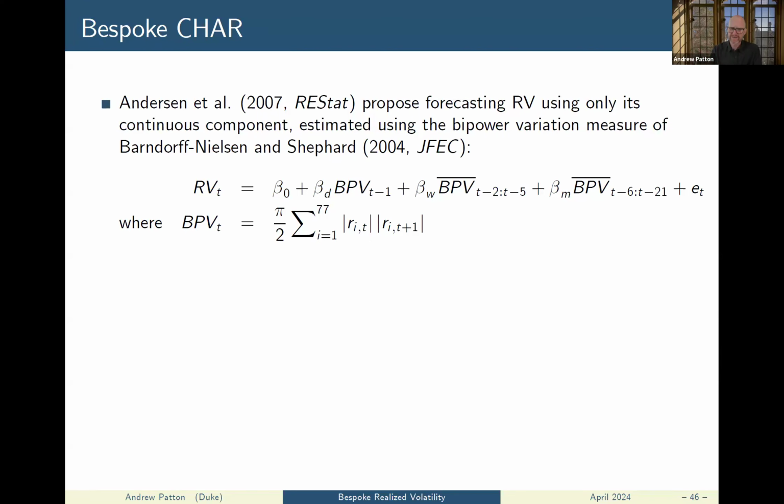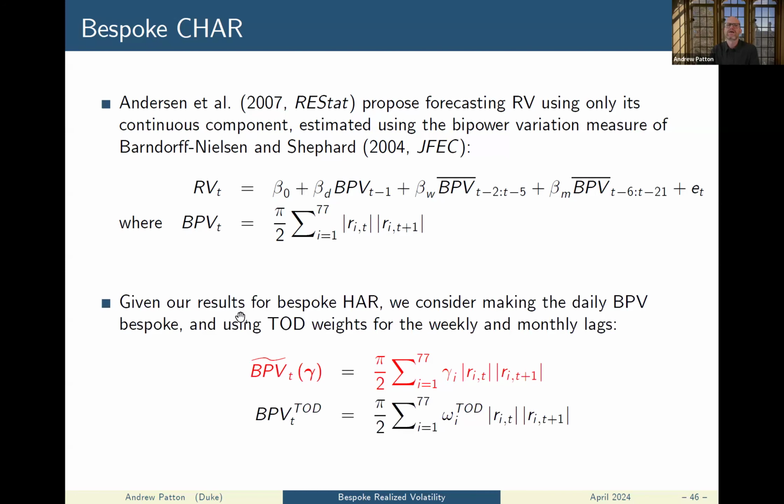So we're going to take this continuous half, which still has the target variable as realized variance, just as it's been throughout the HAR applications. But the continuous HAR swaps on the right-hand side lags of realized variance for lags of this bipower variation measure. And we're going to think about the bespoke bipower variation, highlighted here in red, and a time of day version for bipower variation. So these weights come from the cross-day average of the product of these two terms here. So same idea, but slightly different construction as the time of day for realized variance.